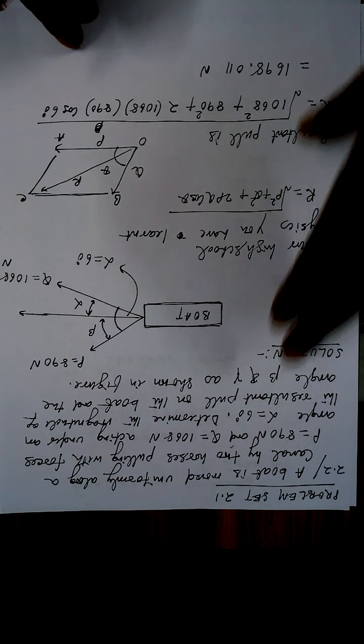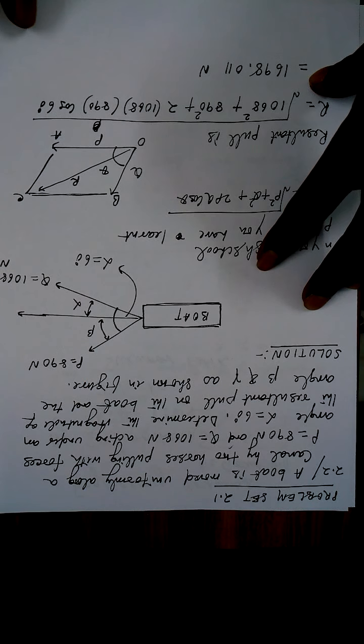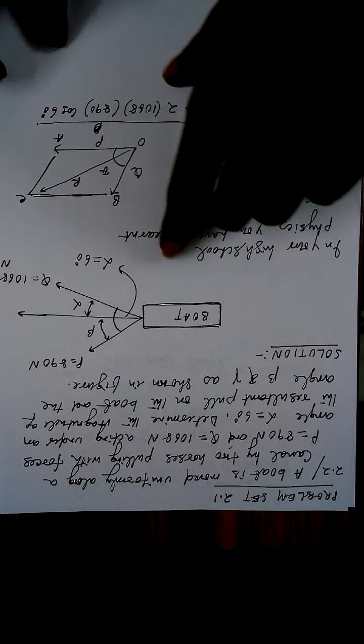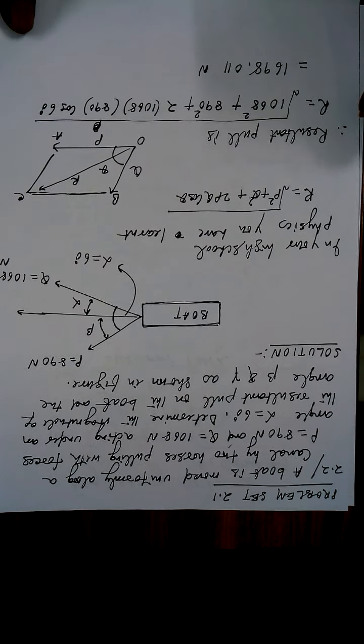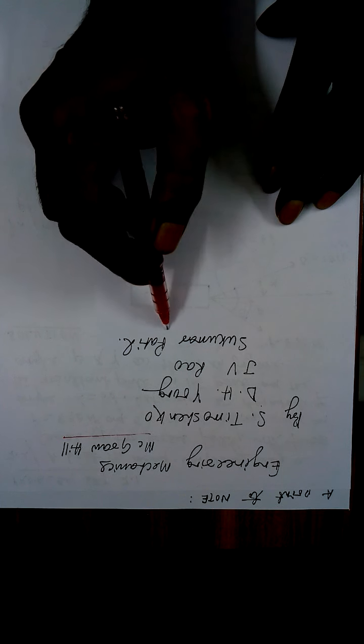Now problem set 2.1. The problem is two horses pulling a boat which is moving uniformly, and it is from your Engineering Mechanics, McGraw Hill publication by S. Timoshenko, D.H. Young, J.V. Rao and Sukumar Patil. Let us go to the problem.